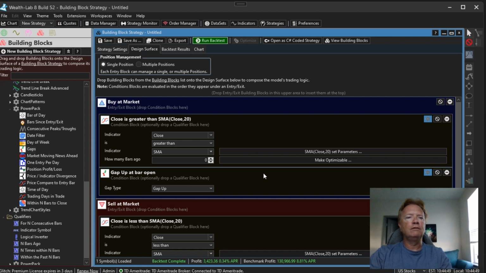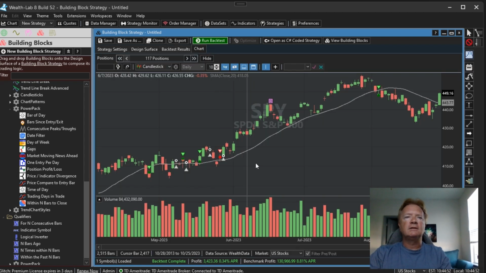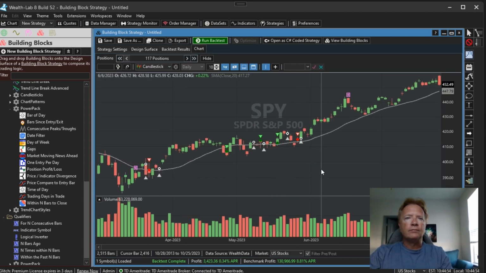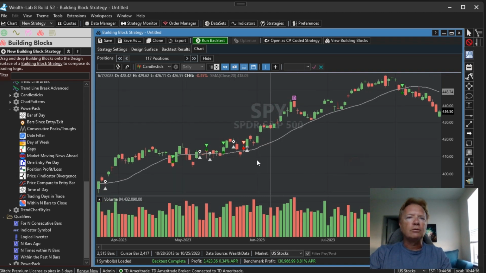So it did improve the result a little bit. And let's take a look at the chart. So where's our trend? Here's our trend entry here. So the signal bar was this bar actually, and you could see that this bar did have a gap up, so then it did enter the following bar.